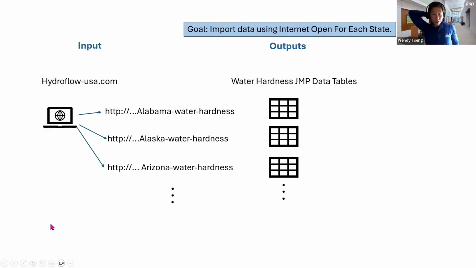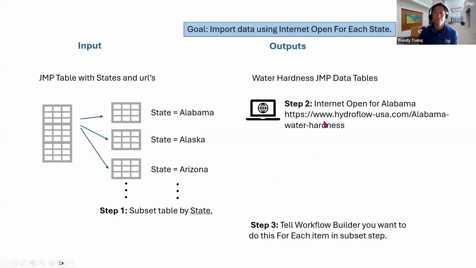So knowing that I wanted to loop through the states, conceptually I thought, let me create a table just like the diabetes example, and then I'll subset that table into individual tables for each state that contains the URL. I'll record the internet open for one of the states, and then I will wrap that internet open in a for each so that it does the internet open for all of the states.